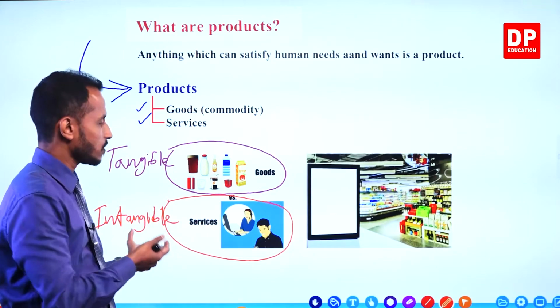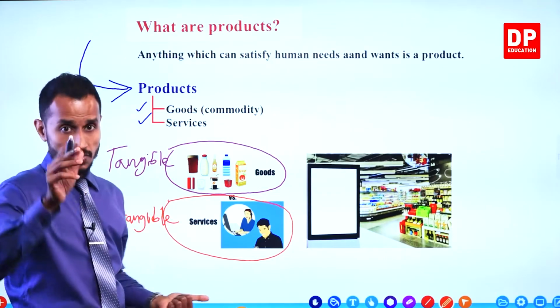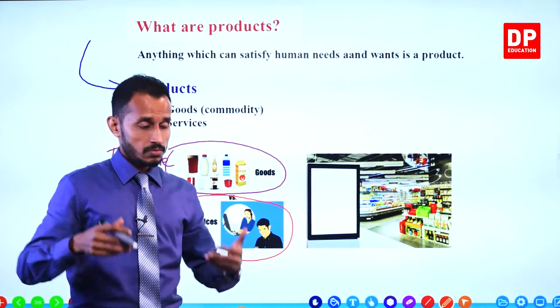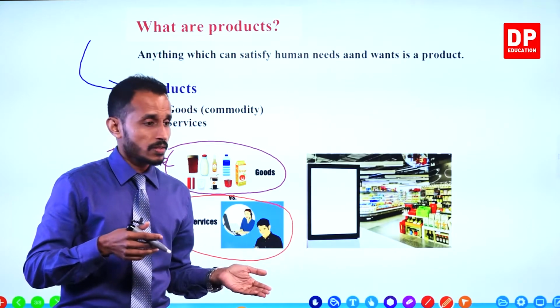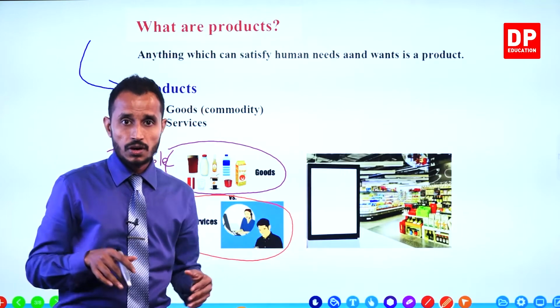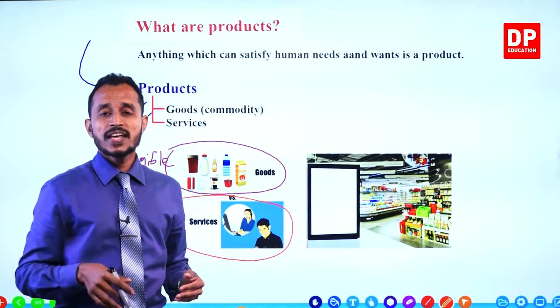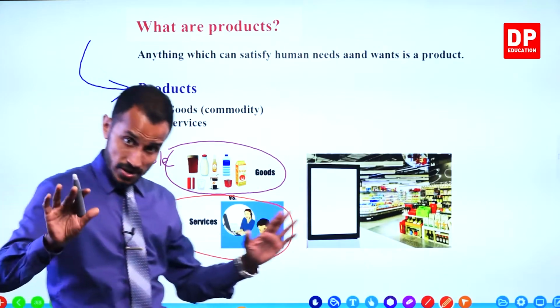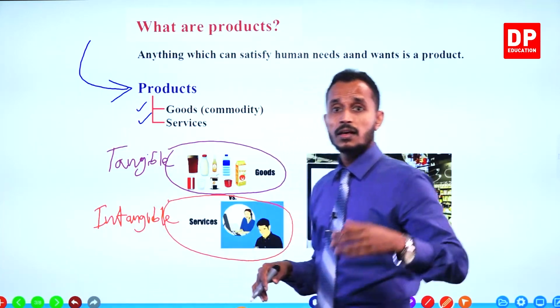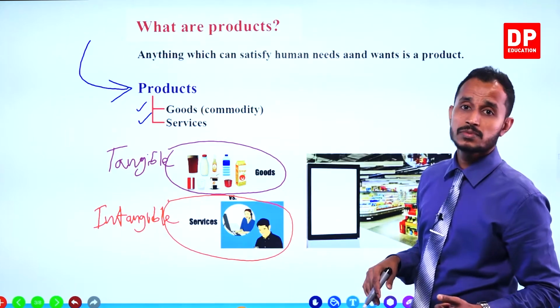Services are intangible. But goods that you are using right now, the t-shirt you're wearing, the phone that you're using, the laptop that you're having right now, all those are tangible. Those are goods and services. Very clear. I hope it's clear to you.